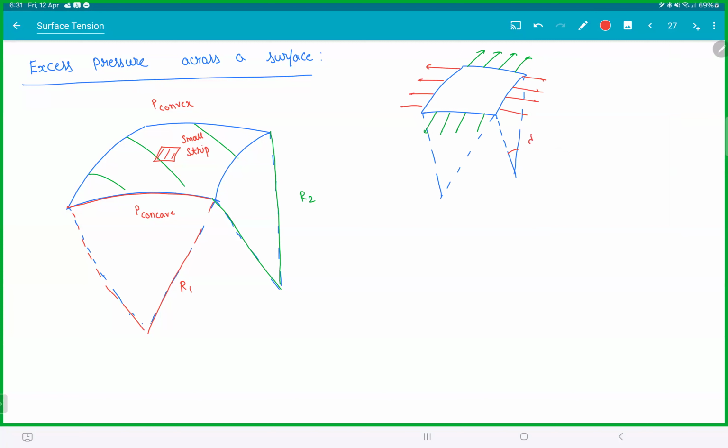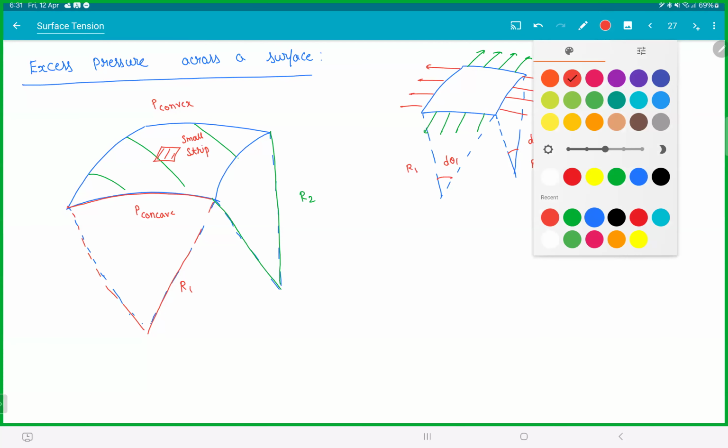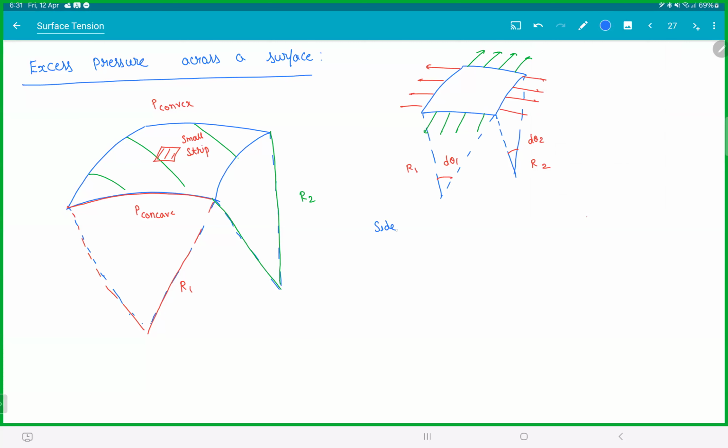Let this angle be d theta 2 and let this angle be d theta 1, and this radius is r1 and this radius is r2. On this thing, if you look at the side view, it just looks like a circle, right? And the forces would look like this at an angle. Surface tension here.